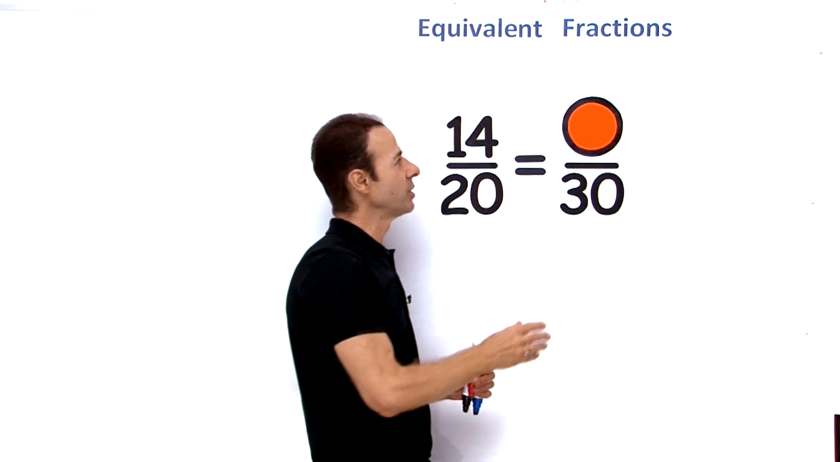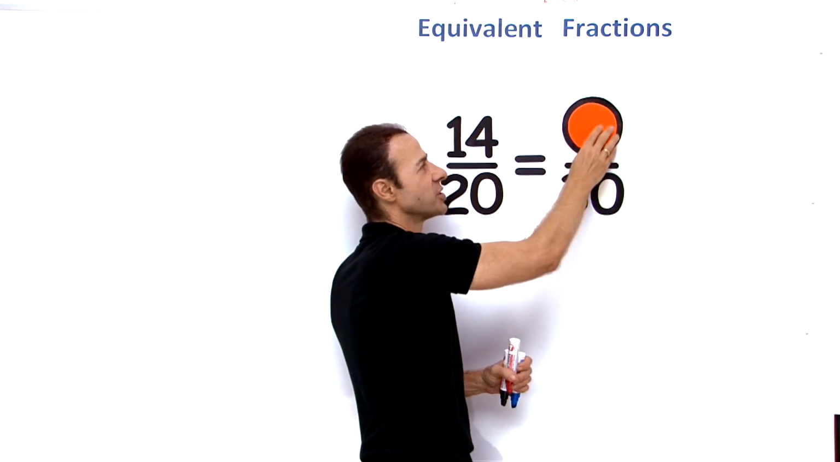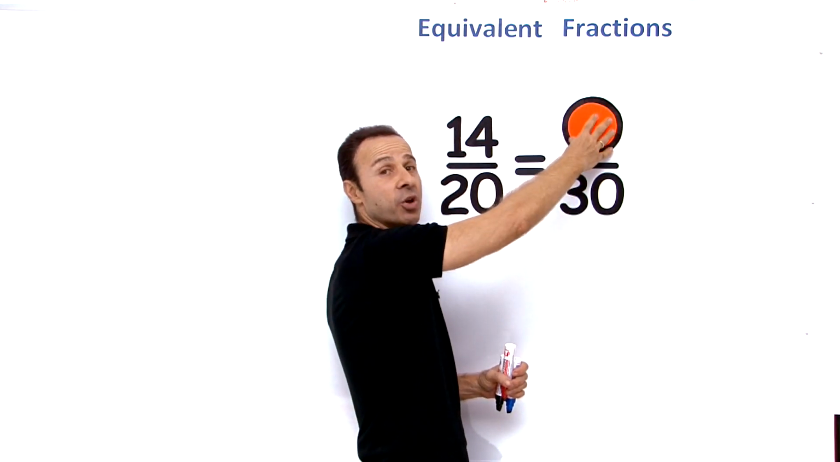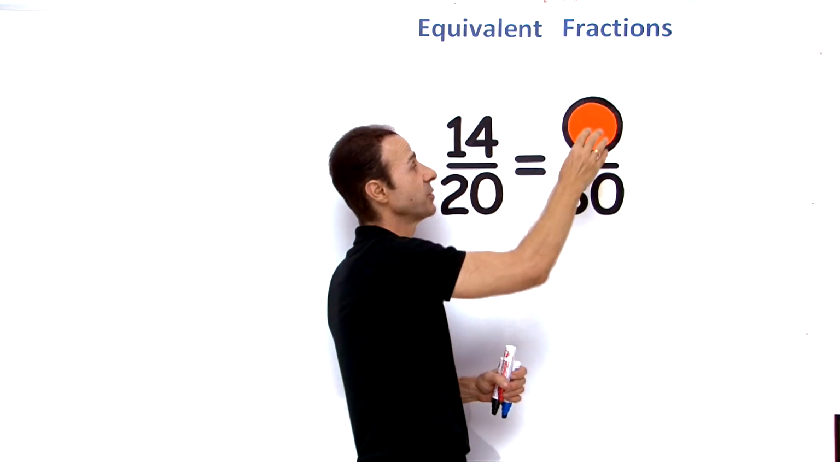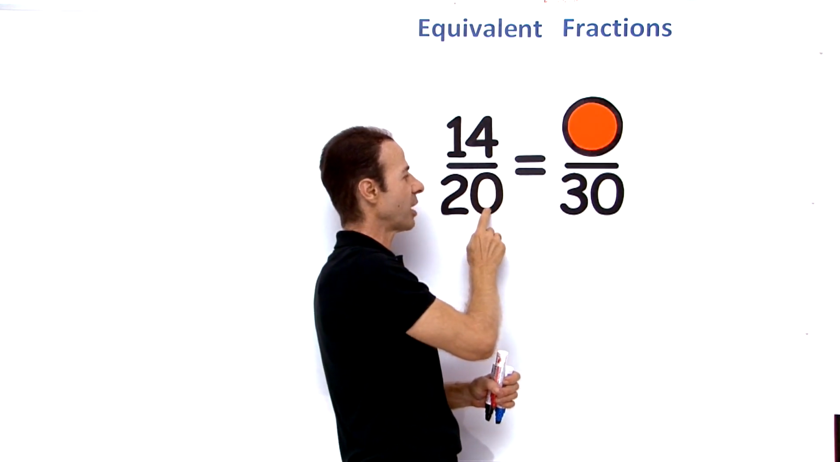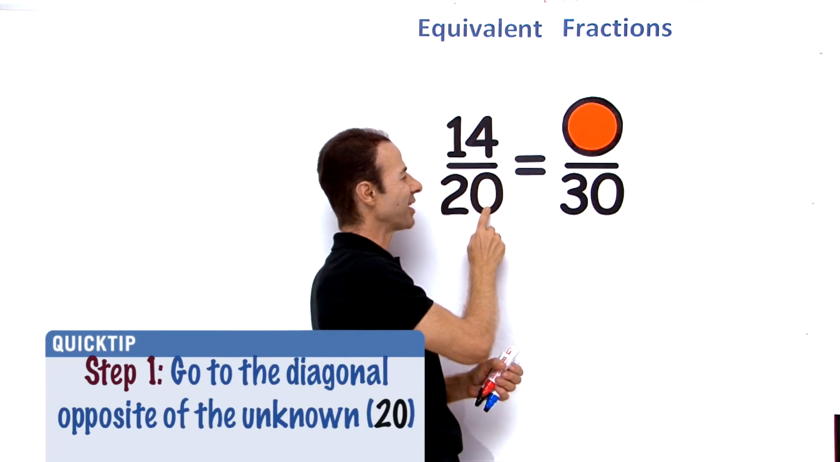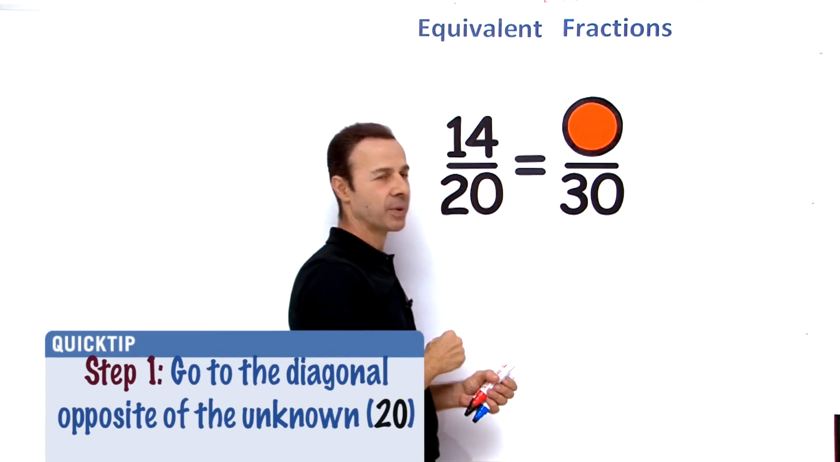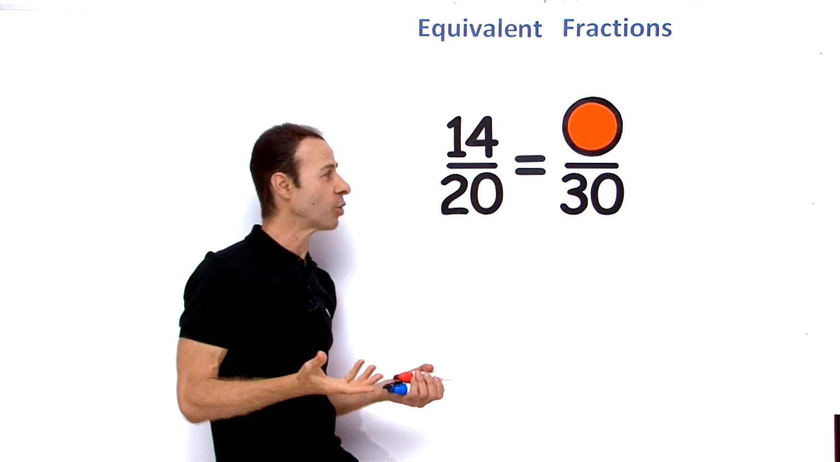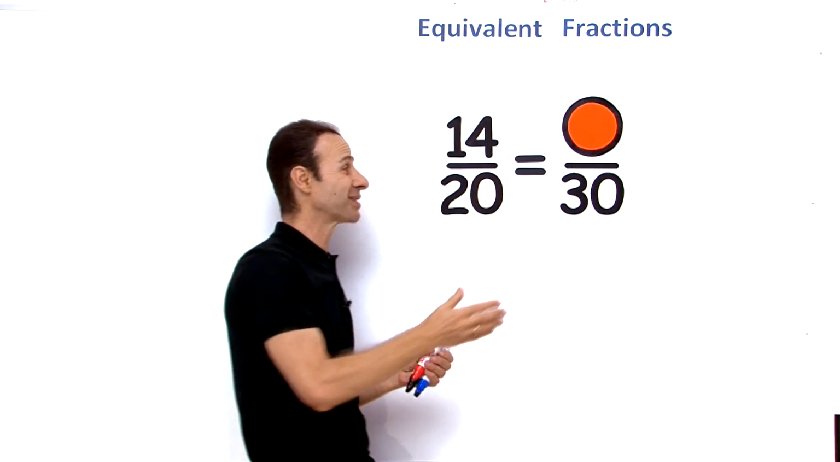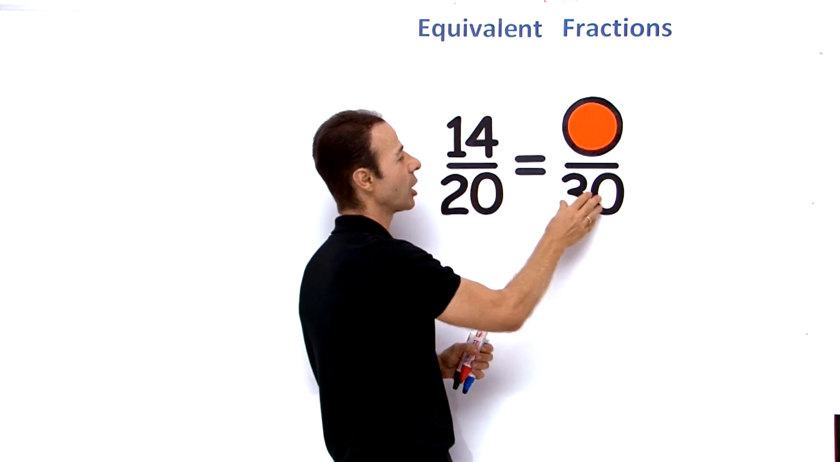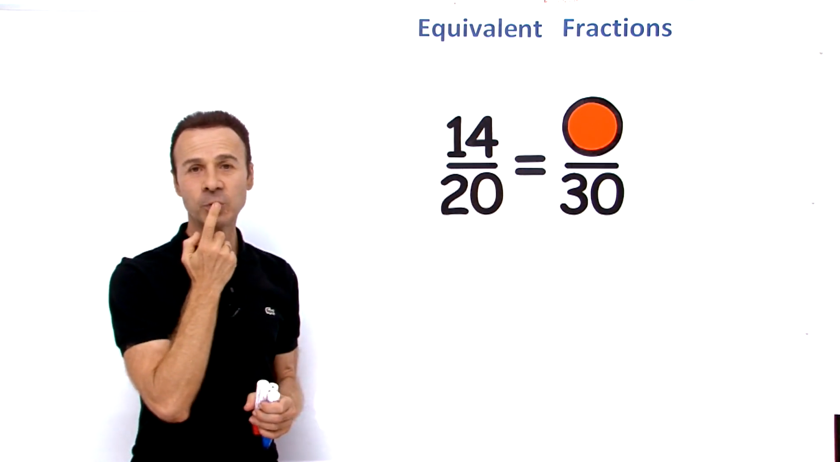The first thing we want to do is start off with the unknown area, which is here. And if it's the top right, we go to the opposite diagonal. So that means if we're top right, we go bottom left, right over here. So if we go to bottom left, we ask ourselves, what do I need to do to that 20 to make it 30? Now, I can't multiply 20 or divide 20 by anything in order to get 30, because 20 doesn't go into 30. So what do we do?